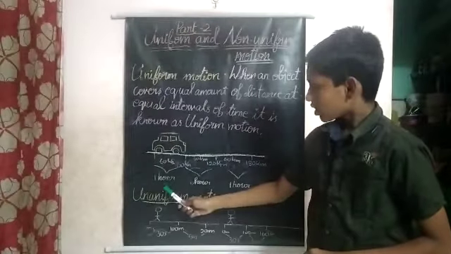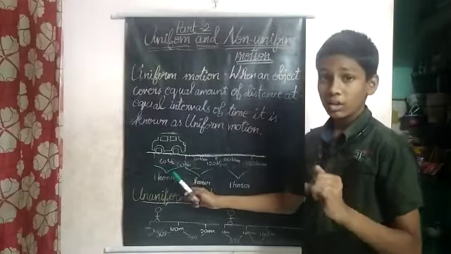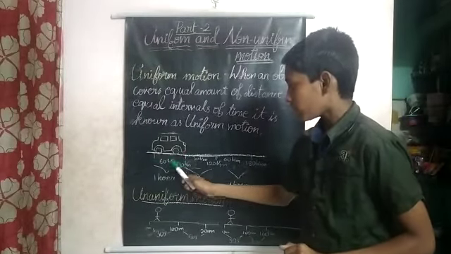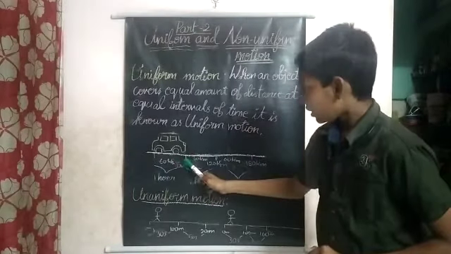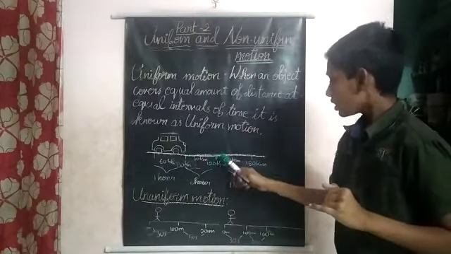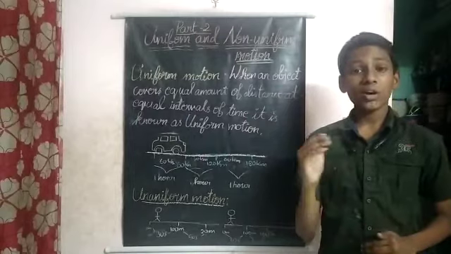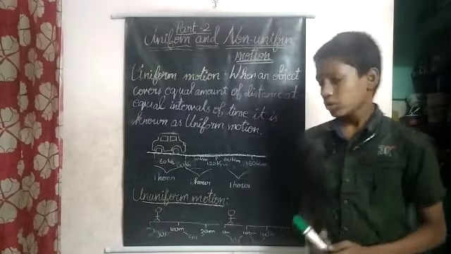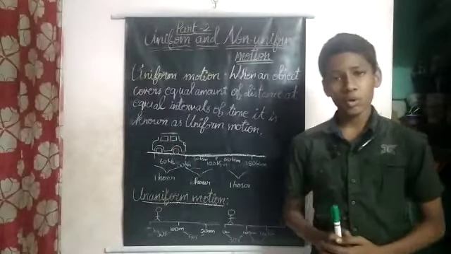Now, this car is traveling 60 kilometers in 1 hour. The first 60 kilometers it traveled in 1 hour, the second 60 kilometers in 1 hour, and the third 60 kilometers in 1 hour. So, the car is also traveling in an equal amount of time. So, the motion of this car is known as uniform motion.